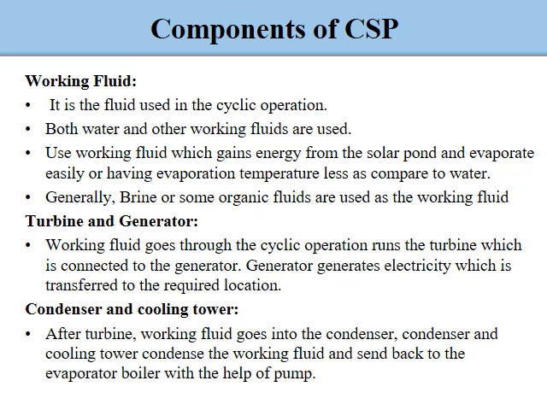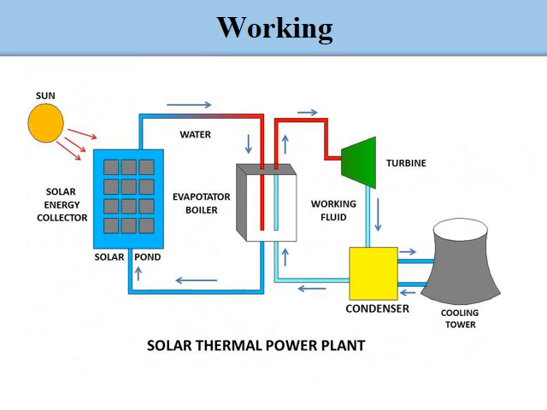The next one is the condenser and the cooling tower. After the turbine, the working fluid goes into the condenser. The condenser and the cooling tower condense the working fluid and send it back to the evaporator boiler with the help of a pump. Here is the working of a solar thermal power plant.